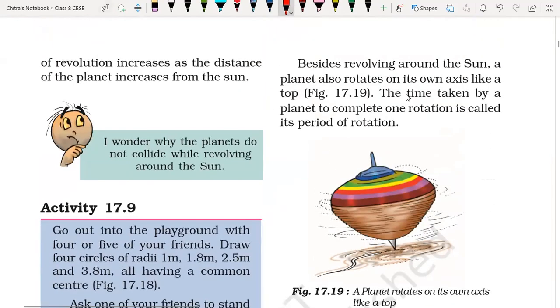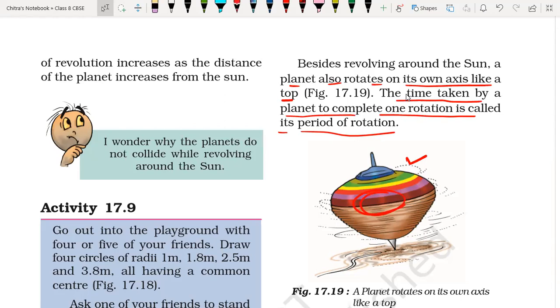Besides revolving around the sun, a planet also rotates on its own axis, like a top, as you can see here. This is the top, which is rotating on its own axis. Likewise, our planets also revolve around the sun and rotate on their own axis. The time taken by a planet to complete one rotation is called the period of rotation.